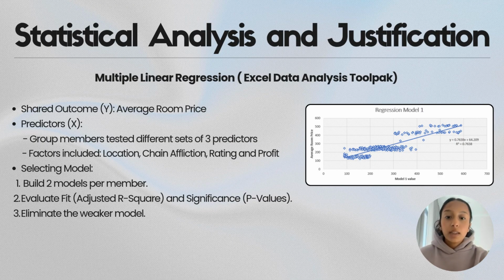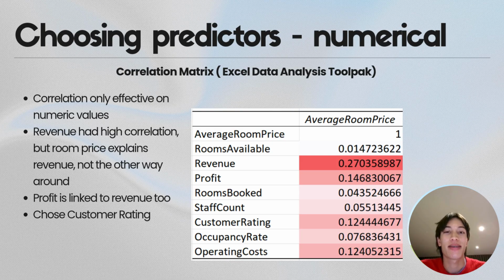We then compared these models using the adjusted R-square to see which one explained the most variation in price and analyzed the p-values to ensure our results were statistically significant. This process allowed us to eliminate the weaker models and identify the specific factors that truly dictate room rates in the Australian market.